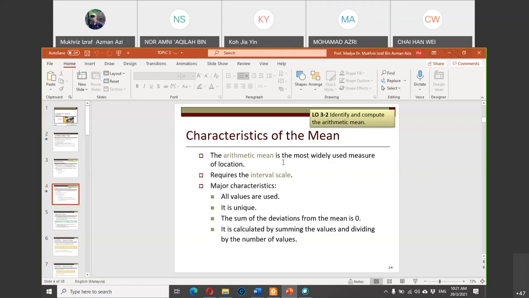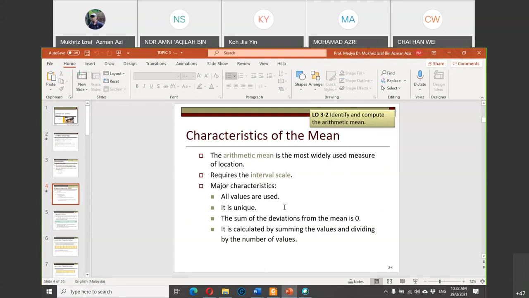The characteristics: first, all values are used. When you want to calculate the mean or the average, if you have 10 numbers, you need to use all 10. Second, it is unique, meaning there's only one value of mean for one set of observations. Third, the sum of deviations from the mean is 0. I will show this later from the slide, what it means that the sum of deviations from the mean always equals 0. The formula is basically you add everything and divide by the number of values. If you have 10 numbers, you add all 10 and then divide by 10.